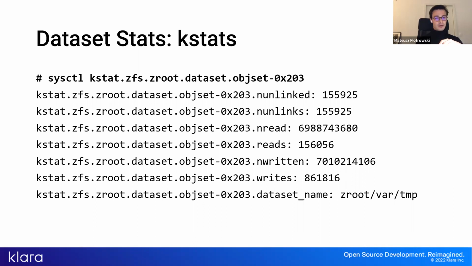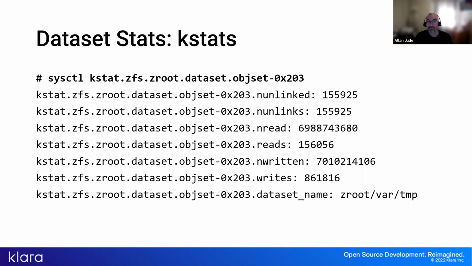And you may ask a question, what is this objset 0x203? This is one of the datasets you have, but when you ask for the statistics from sysctl, you get this identifier that is internal to ZFS.